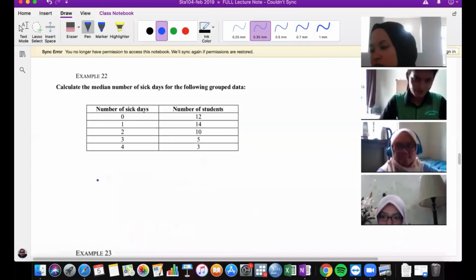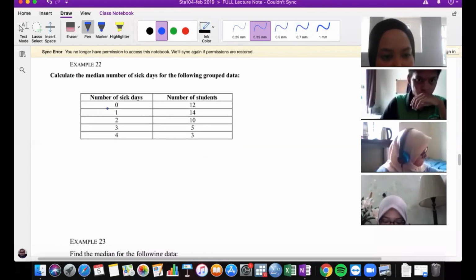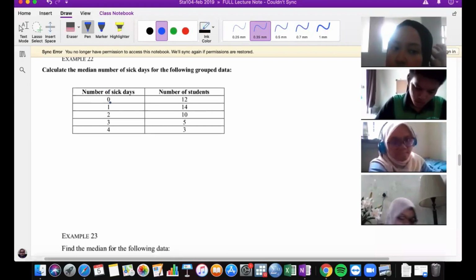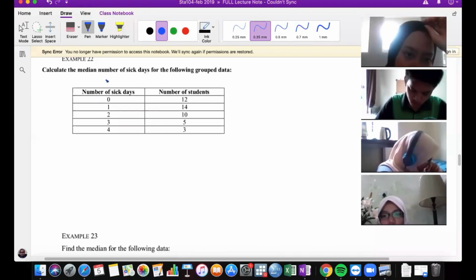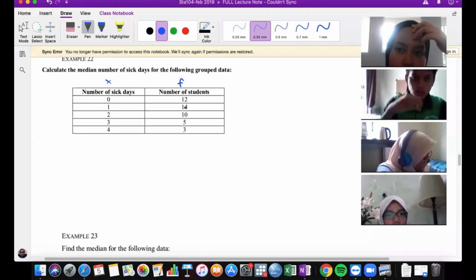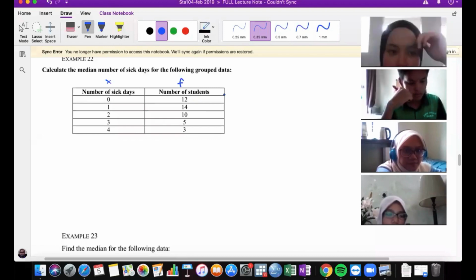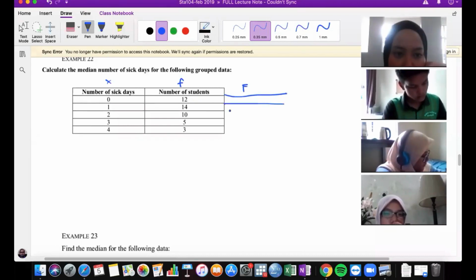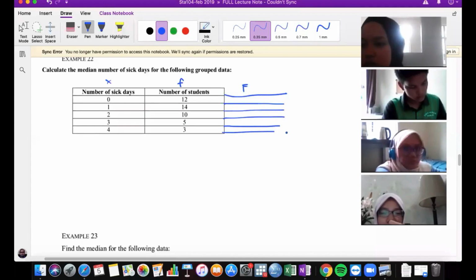So now, first thing we need to calculate median for group data. This is the group data. Look at whether the group data have a class size or no class size. So in this frequency table, they have no class size. This is your X and this is your F. This is the frequency value. Now, first step is you need to construct a cumulative frequency. So cumulative frequency is capital F, right? Another column named as cumulative frequency.